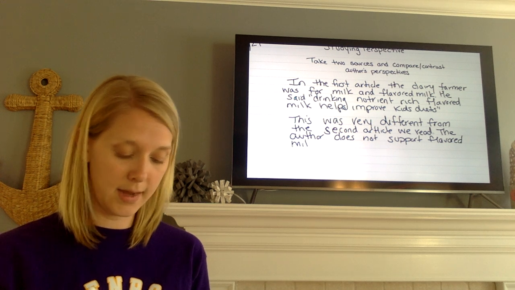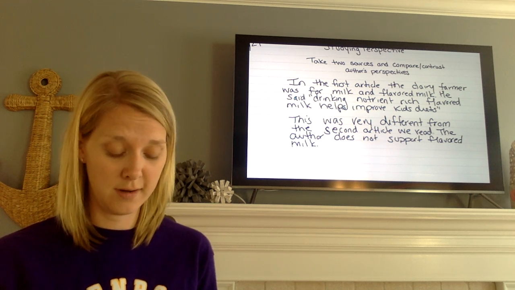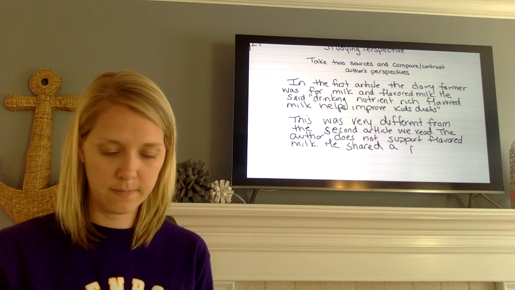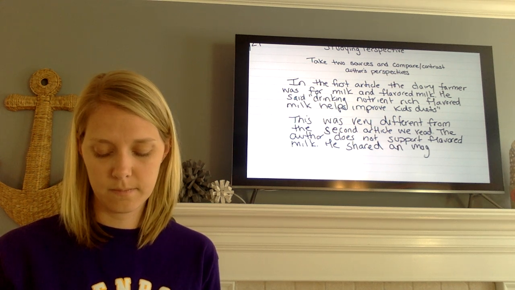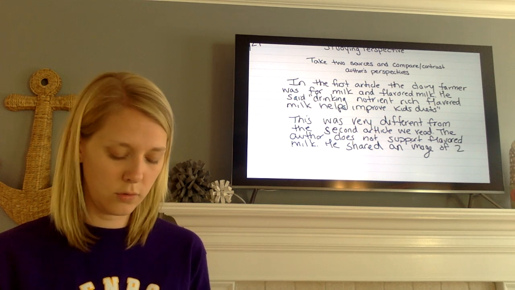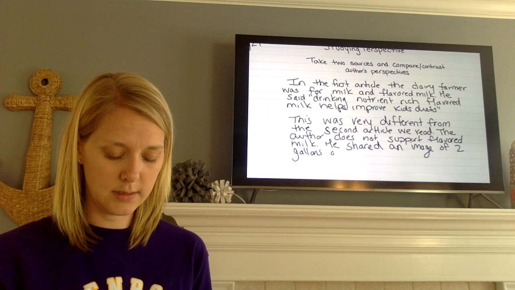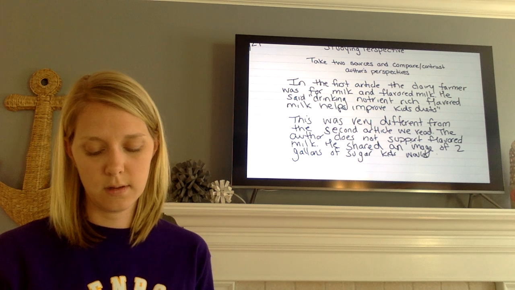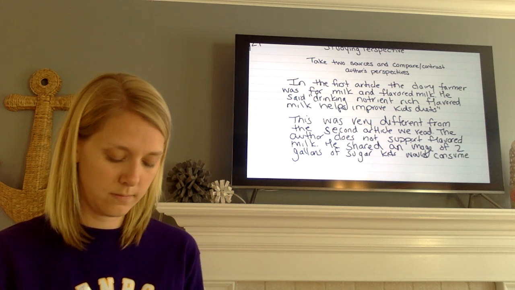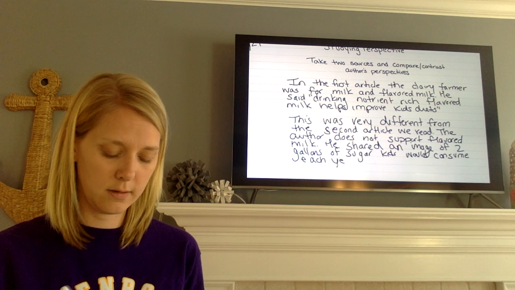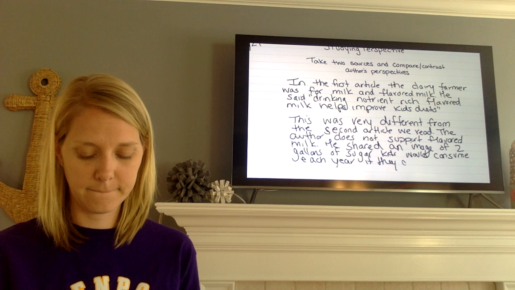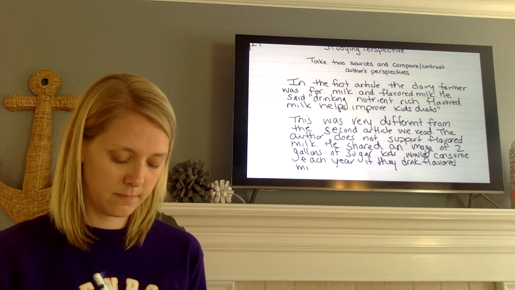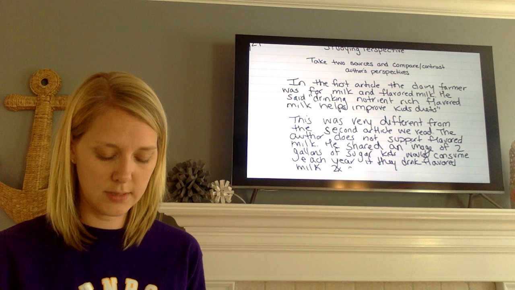And all I can think in my head is that picture of the 2 gallons of sugar. All right, he shared an image actually, of 2 gallons of sugar kids would consume each year if they drank flavored milk 2 times a day.